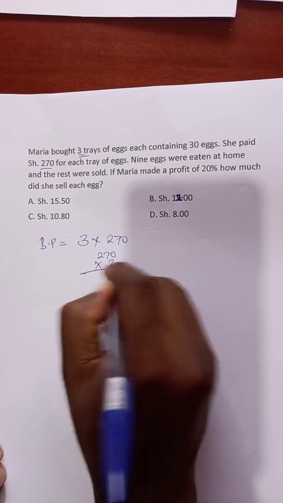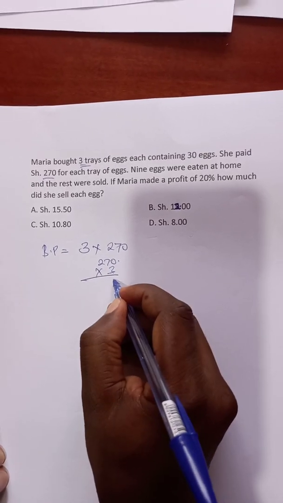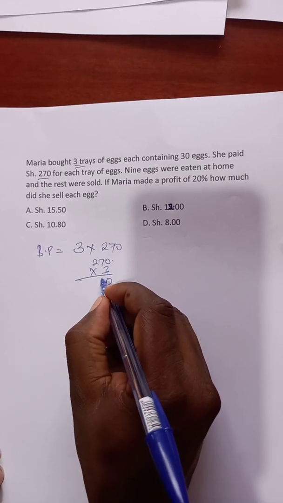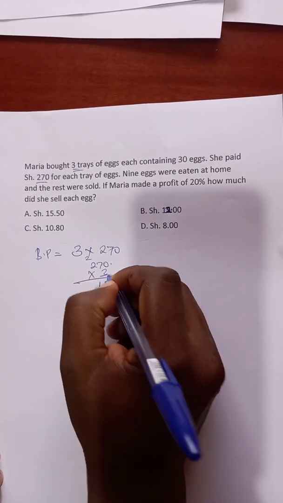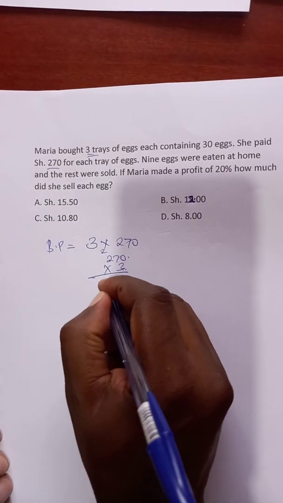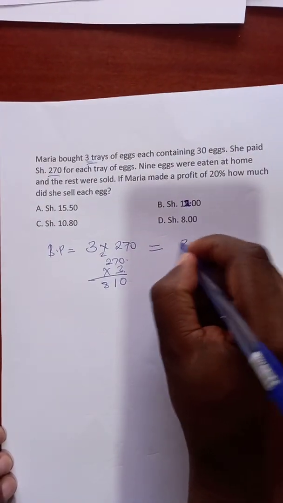270 times 3. 0 times 3, 0. 3 times 7, 21. You write 1, carry 2. 3 times 2, 6. Plus 2, 8. So our buying price is 810.